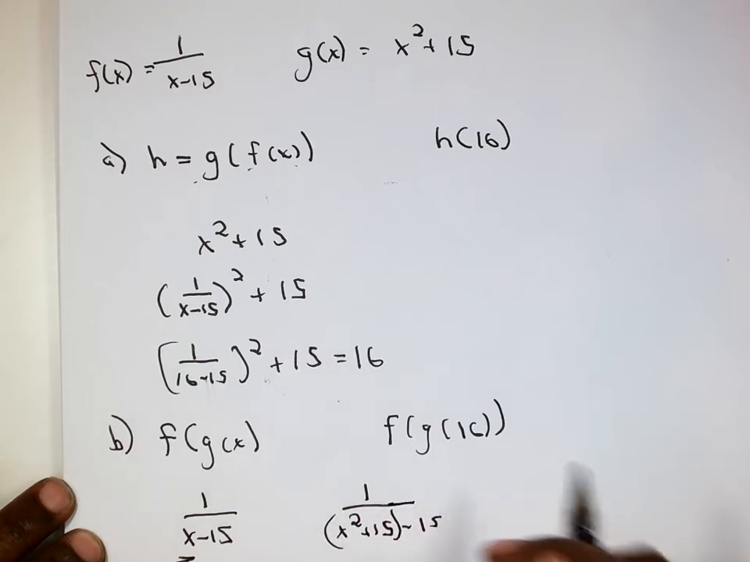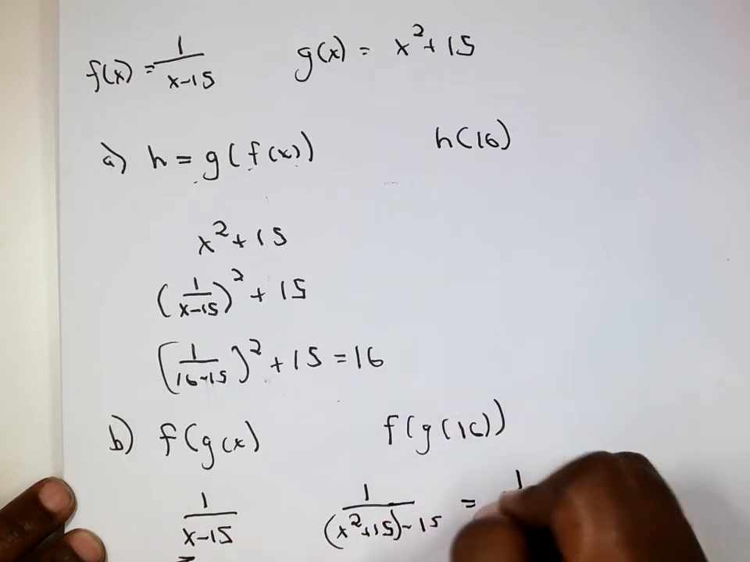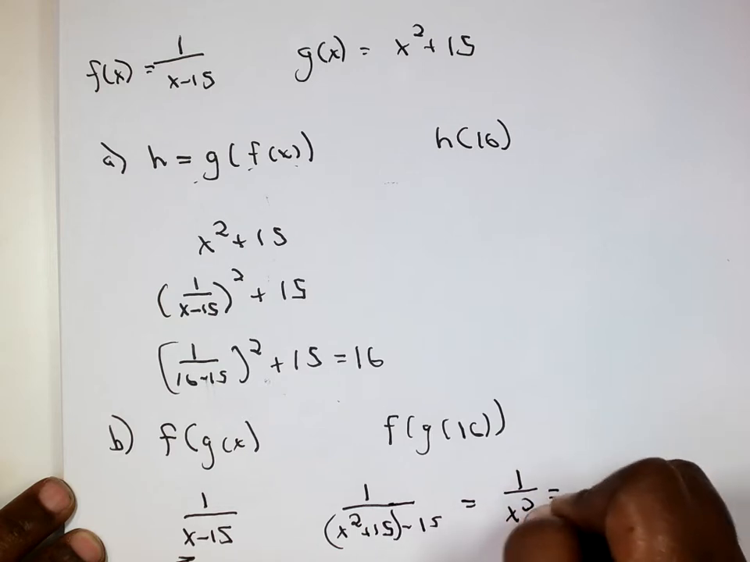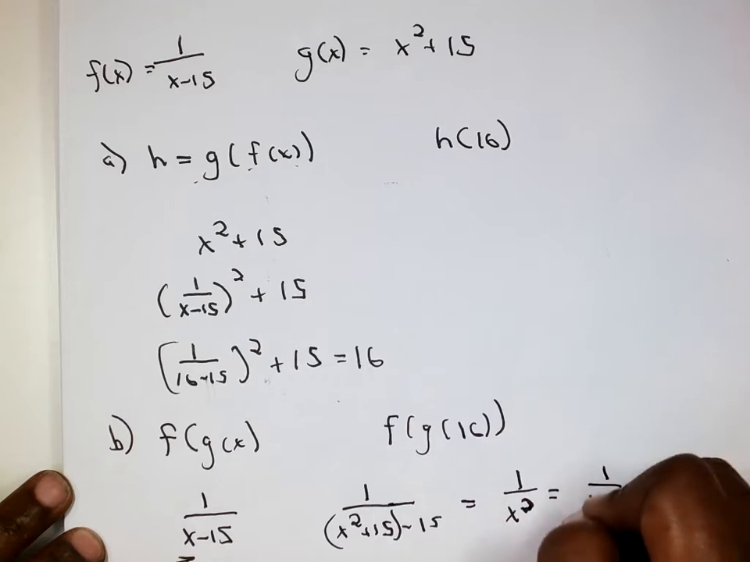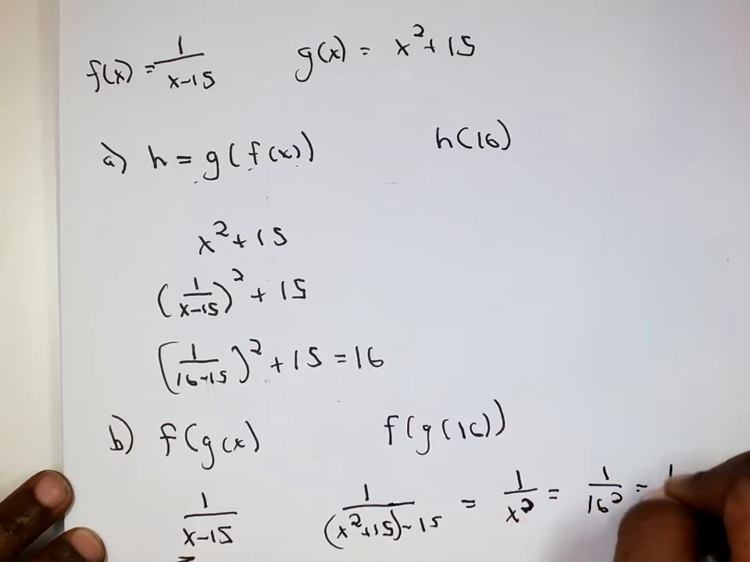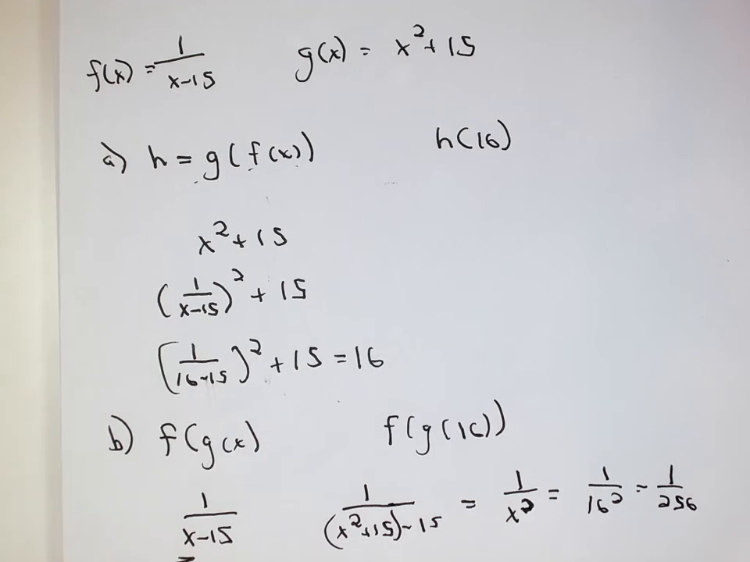And 15 minus 15 is going to cancel, so that's just going to give me 1 over x squared. And then I want to evaluate that at 16. So I have 1 over 16 squared, which is 1 over 256.